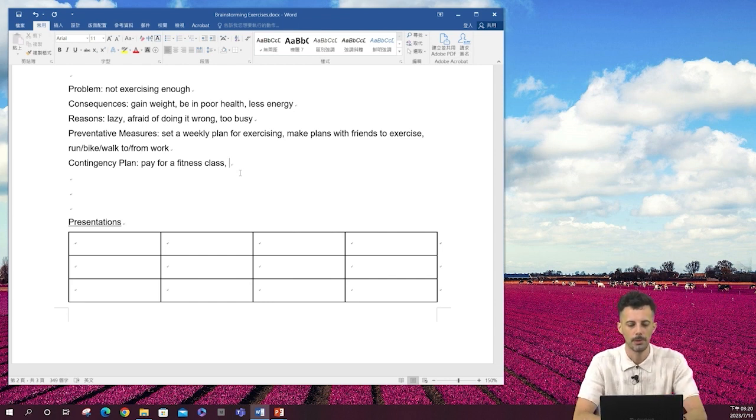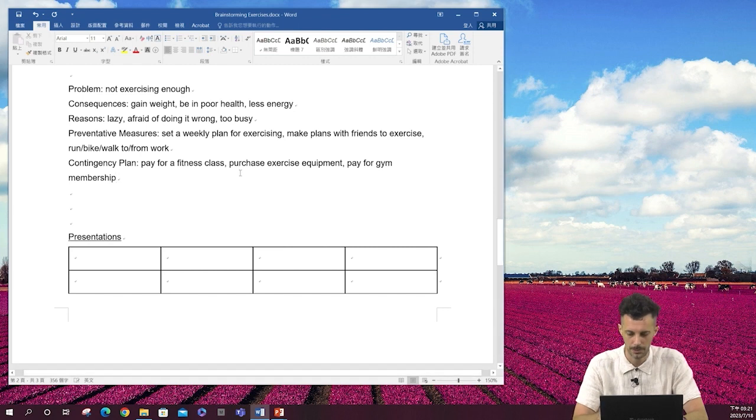Okay. Purchase exercise equipment. Pay for a gym membership. Okay, you have pay for gym membership or trainer. Okay, all good ones.